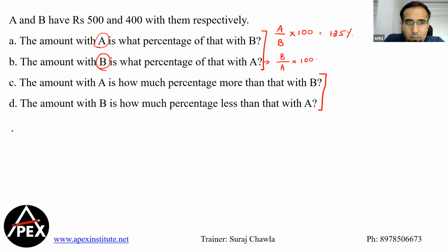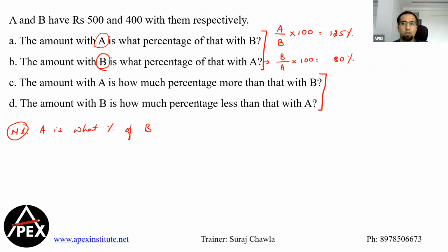Clear? So I repeat, model 1. Model 1 says A is what percentage of B, or anything, but the word that will be used here is "of". Whenever I'm talking about A is what percentage of B, remember, anything that is following "of" becomes your denominator. So here the value that I sort out is going to be A by B into 100.